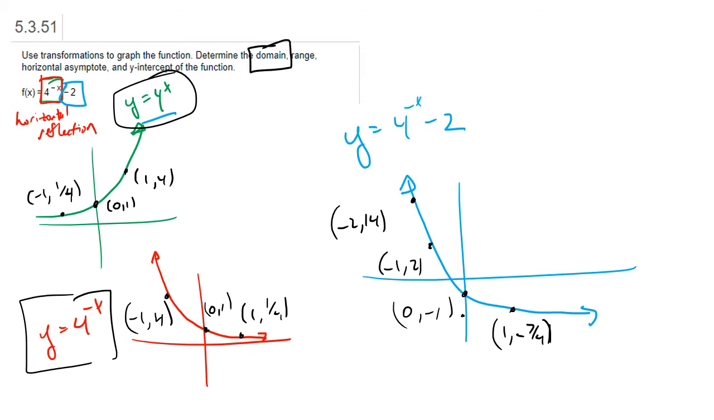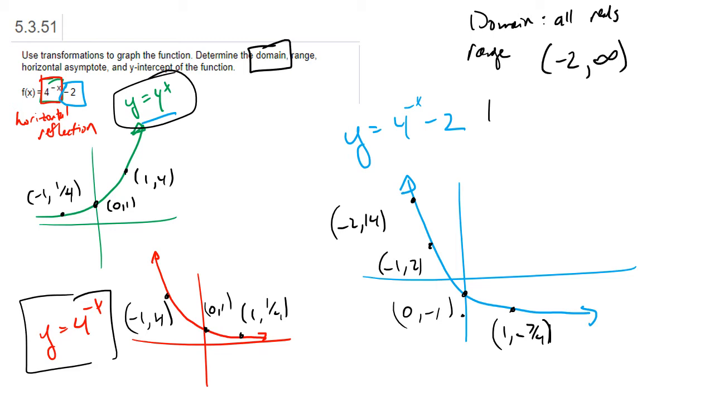So we want to find the domain. So the domain of an exponential function is all real numbers. Reflecting it and shifting it up and down does not change that, so it's still all reals. Okay, the range. Now the range on the original exponential 4 to the x is all positive numbers. A horizontal reflection does not change that. A vertical one might, but a horizontal one doesn't. So when we have 4 to the minus x, the range is still all positive numbers, and then we shift it down by 2 units, so the range is all numbers bigger than negative 2.